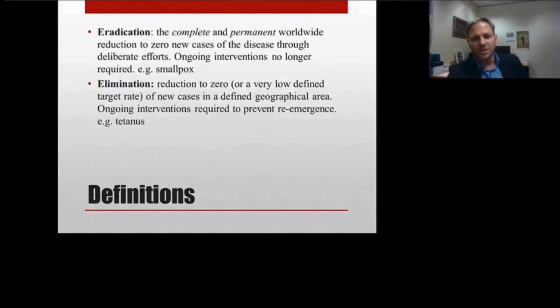So eradication and elimination have some specific definitions associated with them. Eradication is the knock 'em dead. So the complete and permanent worldwide reduction to 0 of new cases of a disease through deliberate efforts. We've only got one human example, so that's smallpox, where it's gone from the world and interventions are no longer required to keep it gone from the world.